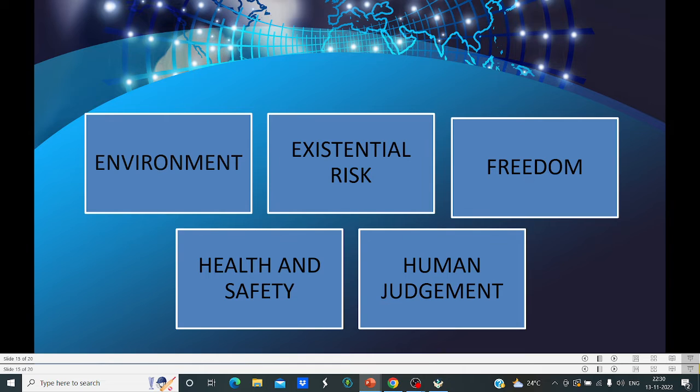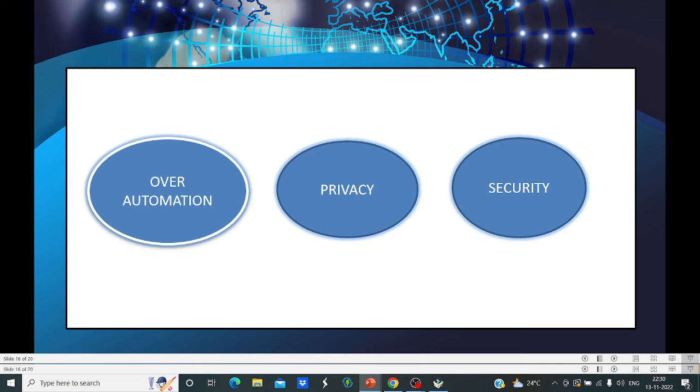And next we move on to health and safety. Health and safety has a risk that is possessed by knowledge only, and human judgment is the human machine integration form that comes under human judgment. And next we move on to the over automation process. It decreases the quality of life, which comes under over automation. And the privacy part also, we have certain protocols, norms, and regulations that are protection of privacy rights that come under privacy.